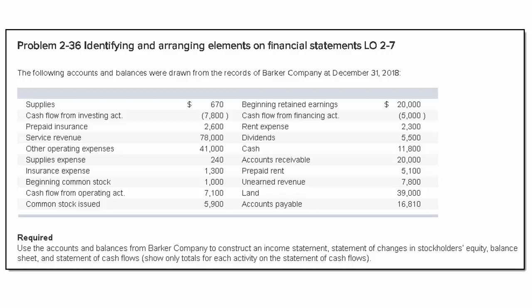So you have to read through all of those, and then what we have to do is produce an income statement, a statement of changes in stockholders' equity, a balance sheet, and a statement of cash flows. All right? Now, normally we prepare the income statement first, and I'm going to give you a hint as to what appears on the income statement.